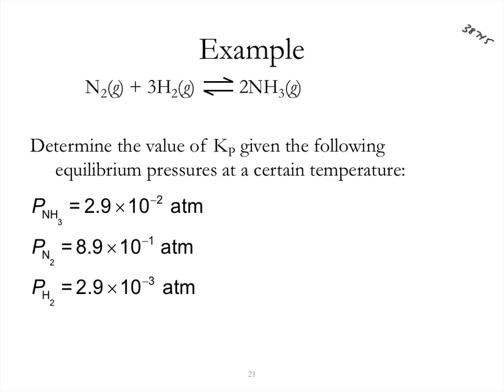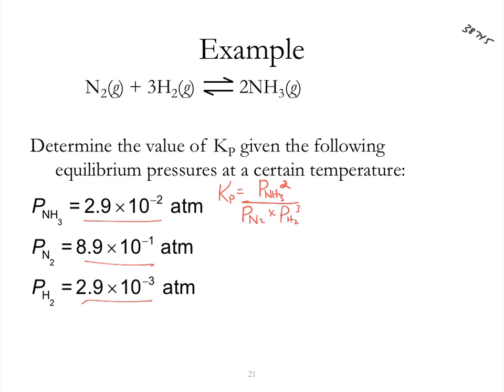Here's where we're going to calculate the value of Kp based on pressures that are given. So this is the pressure at equilibrium of each of the three substances. The first thing we're going to do is write the Kp expression. Kp equals the pressure of ammonia, and that would be squared, over the pressure of nitrogen times the pressure of hydrogen cubed.